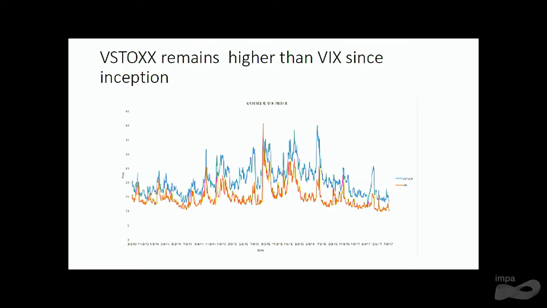VSTOXX is the volatility extracted from the 30-day implied variance of Euro Stoxx 50 options. Euro Stoxx 50 is a more concentrated index, but it's also blue chip. What's more volatile? Dow. Besides, I think that fear is fear. I think that the Europeans are more cautious than the Americans.